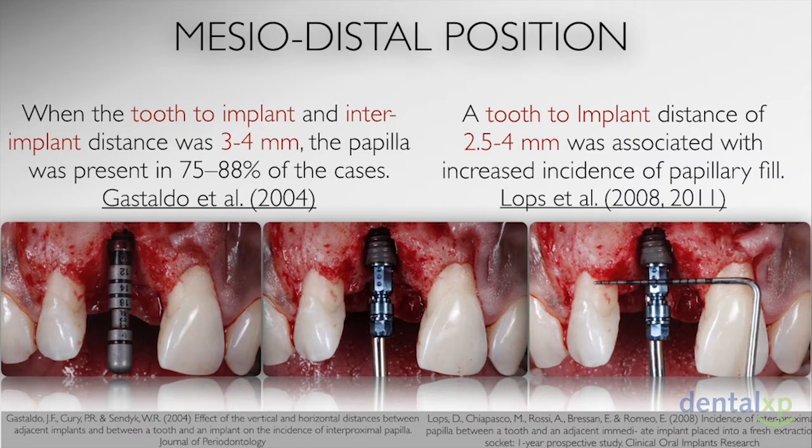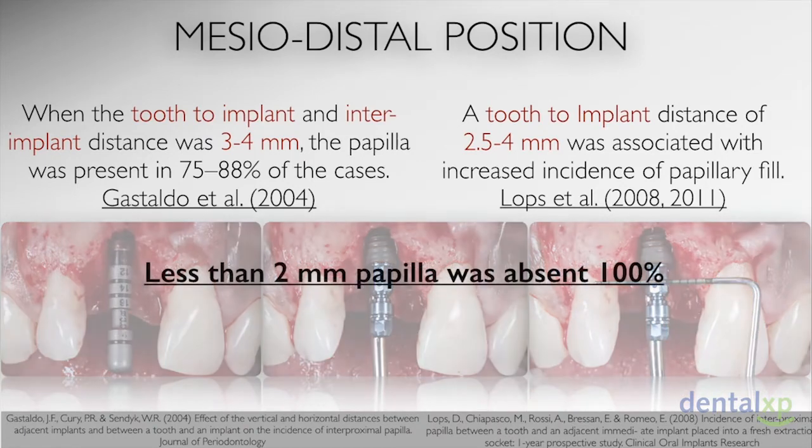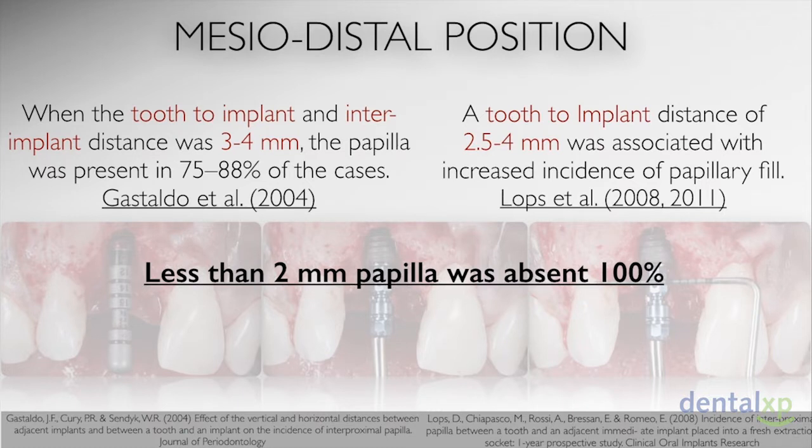Those are both retrospective and prospective studies, in which both authors found that a distance of 3 to 4 millimeters horizontally between implants and adjacent teeth or between two adjacent implants was associated with a higher prevalence of papillary fill. What was more substantial in their findings was that when the proximity of an implant to the adjacent counterpart, whether tooth or implant, was less than 2 millimeters, the papilla was absent in all cases. Again, those are the findings of those studies and are not a consensus, but something to bear in mind when dealing with implants in the aesthetic zone.